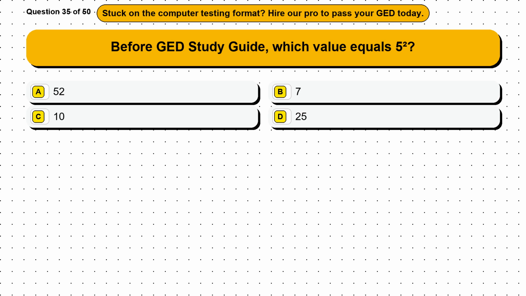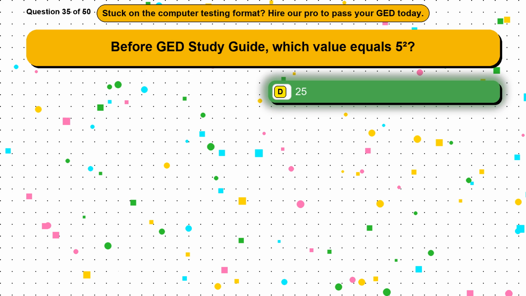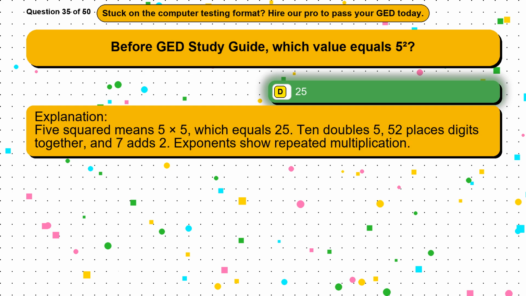Question 35. Before GED Study Guide, which value equals 5 superscript 2? Option A, 52. Option B, 7. Option C, 10. Option D, 25. The correct answer is option D, 25. 5 squared means 5 times 5, which equals 25. 10 doubles 5, 52 places digits together, and 7 adds 2. Exponents show repeated multiplication.